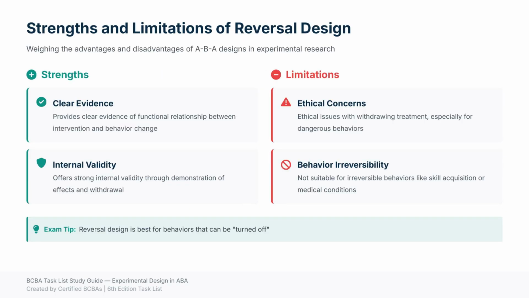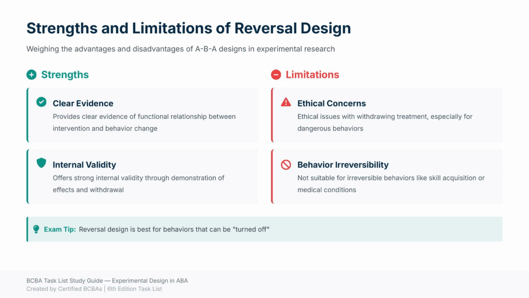Reversal designs provide clear evidence of functional relationships because they repeatedly demonstrate the effect of introducing and withdrawing an intervention. This makes them one of the strongest designs for establishing experimental control. However, there are important limitations.